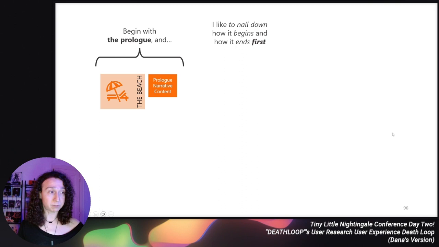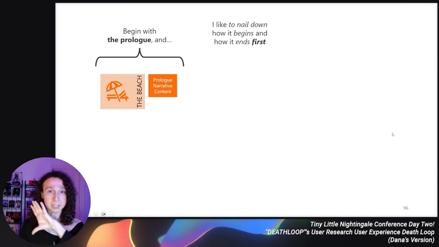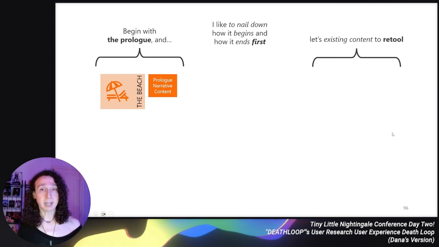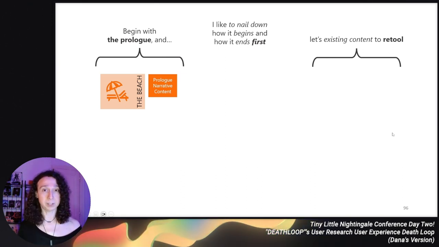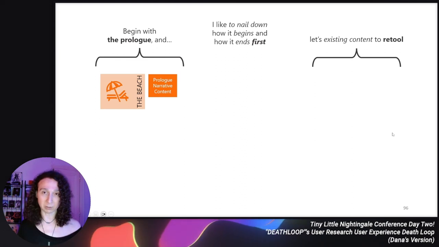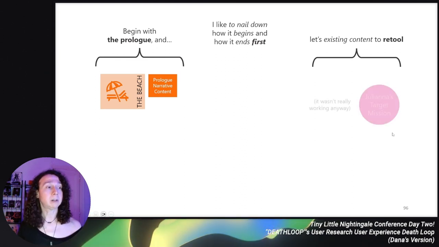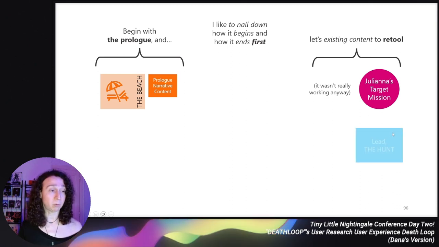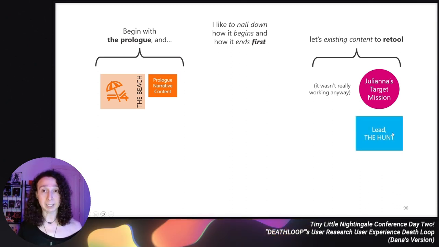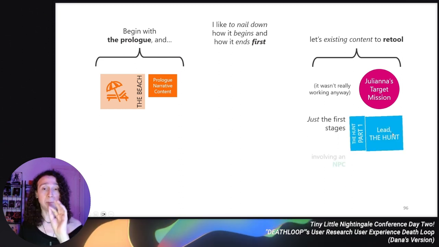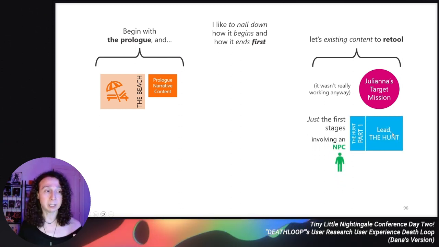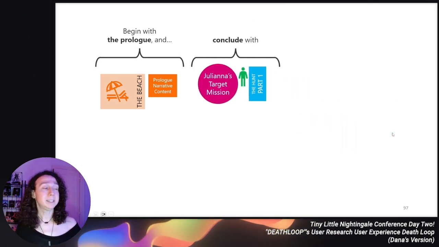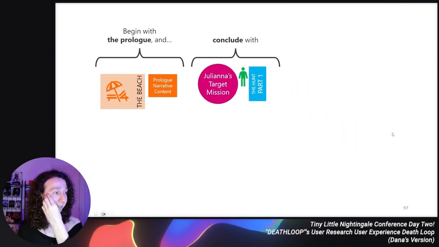The prologue was, for the most part, working very well. So, we're not going to change what's good. We have to find existing content to retool in order to meet our goals. We're not going to create everything from scratch. So we zeroed in on Juliana's target mission, which was never really working to begin with, and her lead, which was called The Hunt at that time, but really focused on just the opening stages of it, which involved an NPC. So we're going to put that onto our little artist palette here.